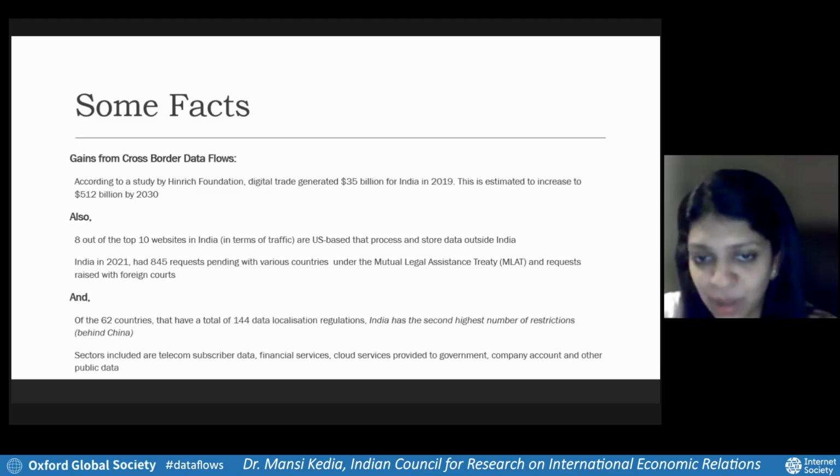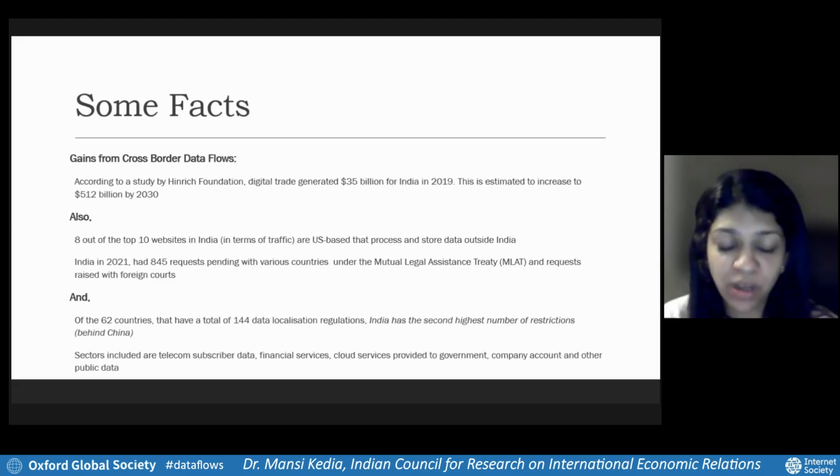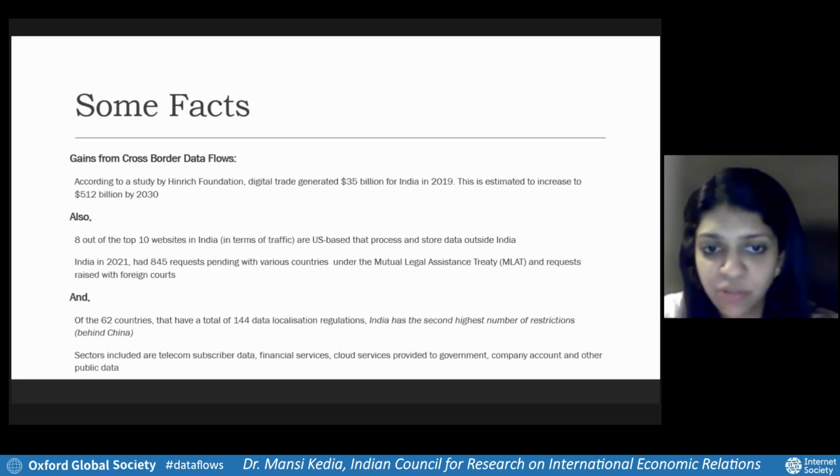this is a number I've picked up from another report, and I'm going to admit that I haven't verified this, but let's say about these numbers, 62 countries, 144 data localization regulations as of 2021. India had the second highest number of restrictions behind China, which Professor Yin just spoke about, how despite these exceptions, China seems to be fairly firm on how it wants to allow export of data and free flow.